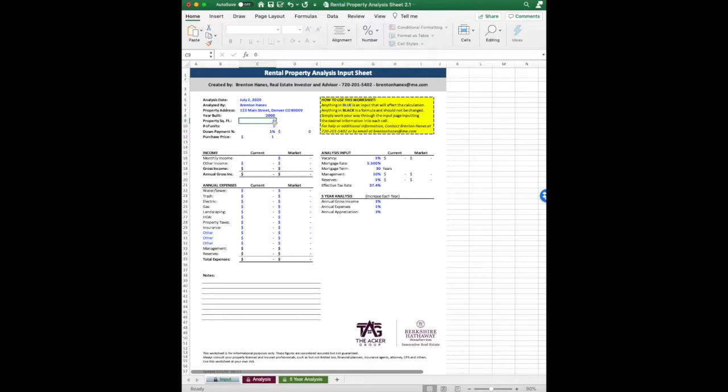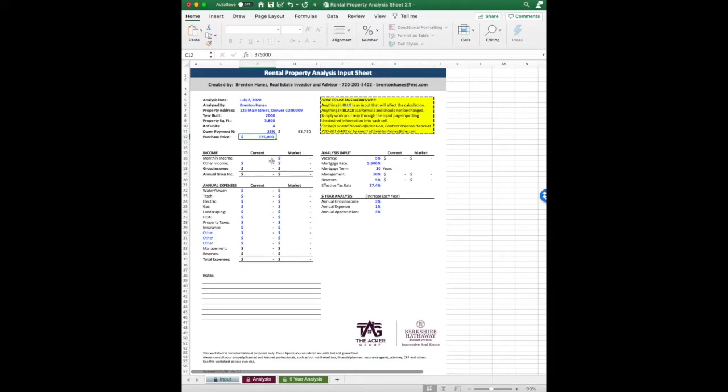So let's take a look at the building square footage. We have 3,808. Okay, we have a number of 4 units. Probably be looking at about a 25% down payment, and the asking price is $375,000. Okay.